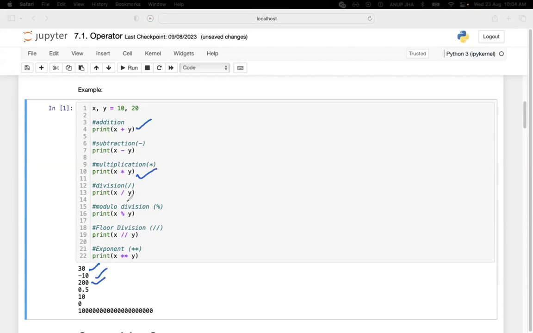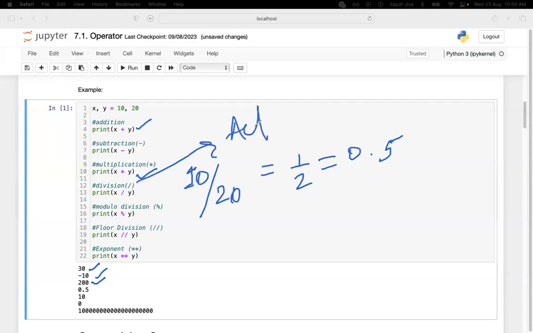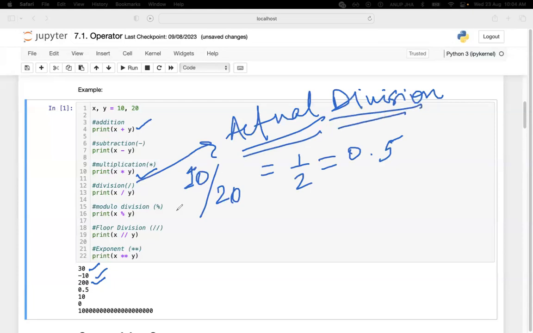Thereafter, this division. When 10 gets divided by 20, what will I get? I will get half, and the value of half is 0.5. This symbol signifies actual division. I am getting the actual value of the division, 0.5.